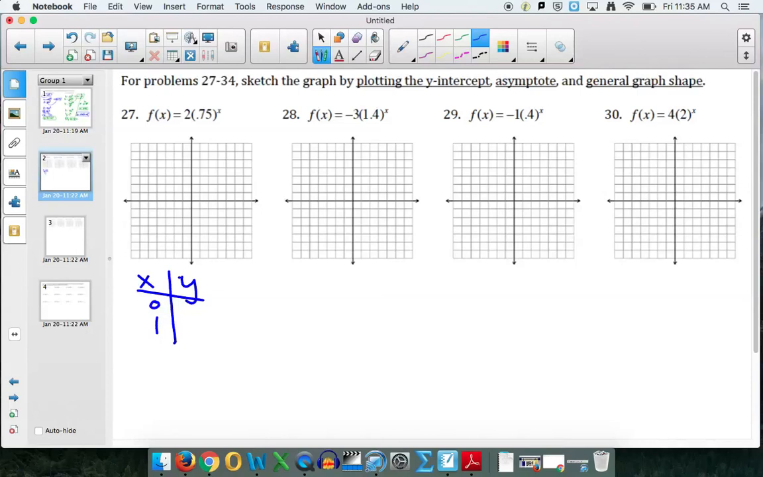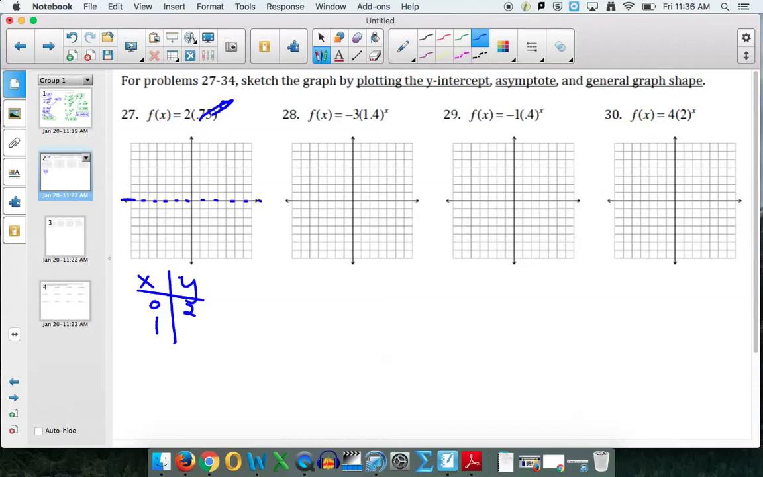The other thing to remember is that every one of these should have an asymptote. A horizontal asymptote at y equals 0. Unless we have some sort of vertical shifting, we should always have that asymptote at y equals 0. So for number 27, if we plug in x equals 0, we get 2 times 0.75 to the 0 power. Well, 0.75 to the 0 is just 1. So we get a y value of 2.